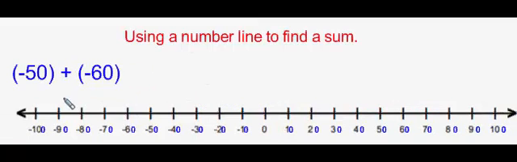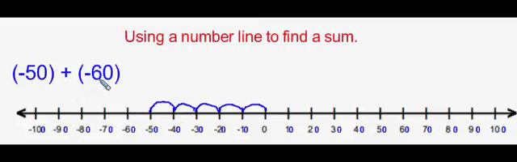Now I'd like to do the problem negative 50 being added to negative 60. I will start by representing the number negative 50 on the real number line by starting at 0 and going to the left 50 units. But remember, I've labeled each tick mark 10, so every time I move one tick mark to the left, I will go down by tens. 10, 20, 30, 40, 50. Now I need to add on negative 60.